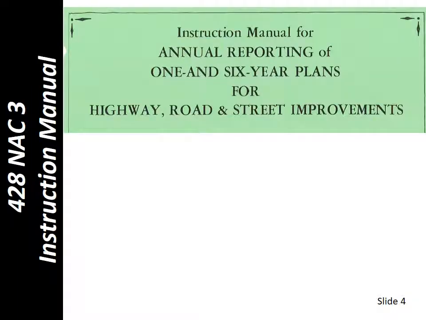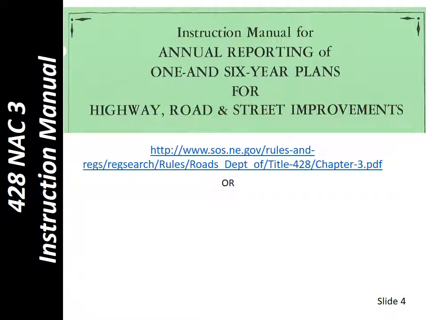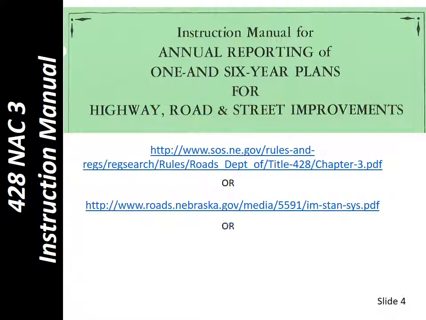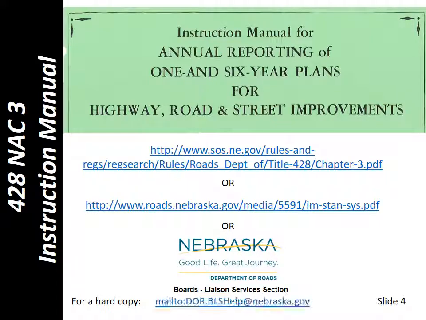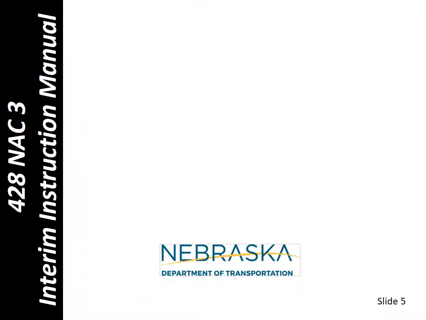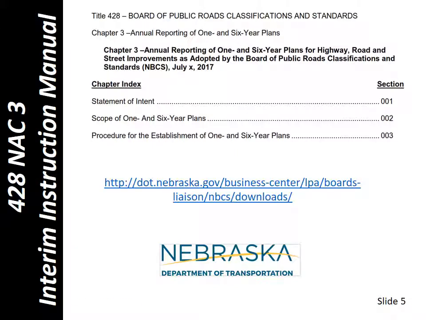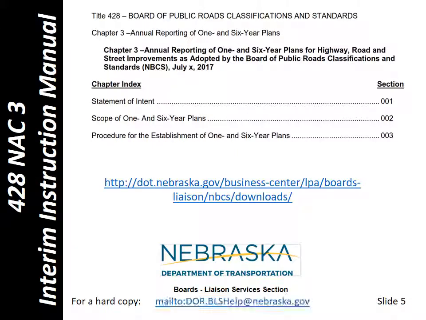Title 428, Chapter 3 has instructions for completing the 1- and 6-year plan. It can be found online at either of the 2 web addresses shown on this screen. A hard copy can be obtained from the Nebraska Department of Roads Liaison Services section. Instructions for the proposed work project form can be found at the links on this slide. For the purpose of this video, these are the instructions that will be used and referenced.